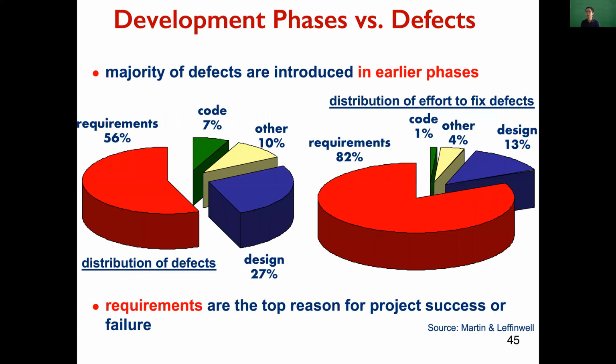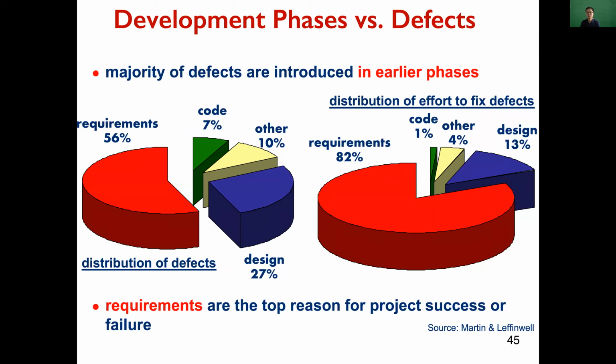So what is the distribution of software errors, or the distribution of software defects? If we look at the figure on the left, we see 56% of the software defects are related to issues in the requirements, and 27% of software defects are related to software design. 6% of them are related to coding. So the majority of defects are introduced in the early phases, in requirement engineering and software design.